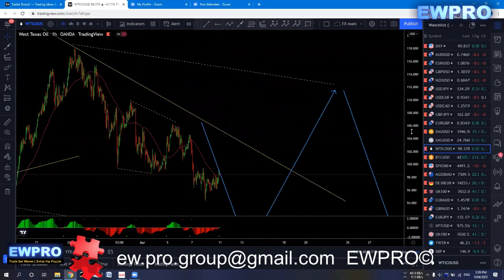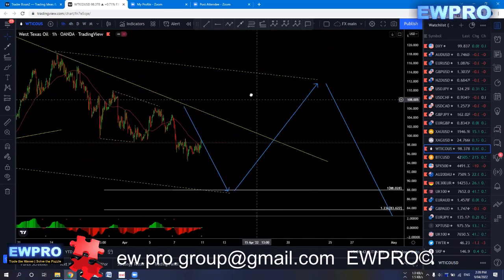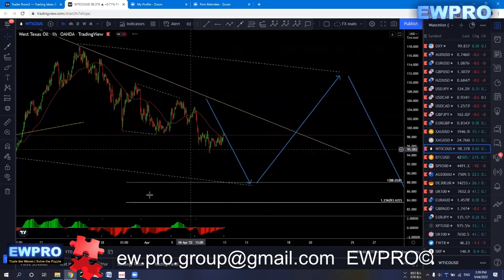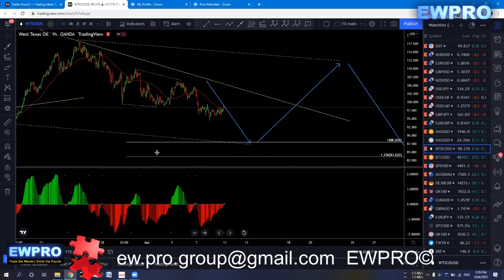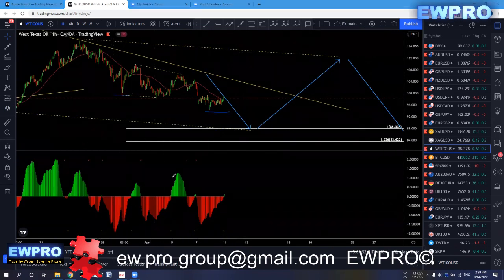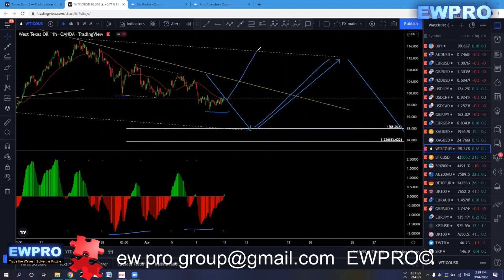Looks like it's starting to go. I drew this a few days ago. We got the C down, and we do have the bullish divergence, I believe, between this low and this low. So it may be giving this one up here. But really, you're only really scalping.